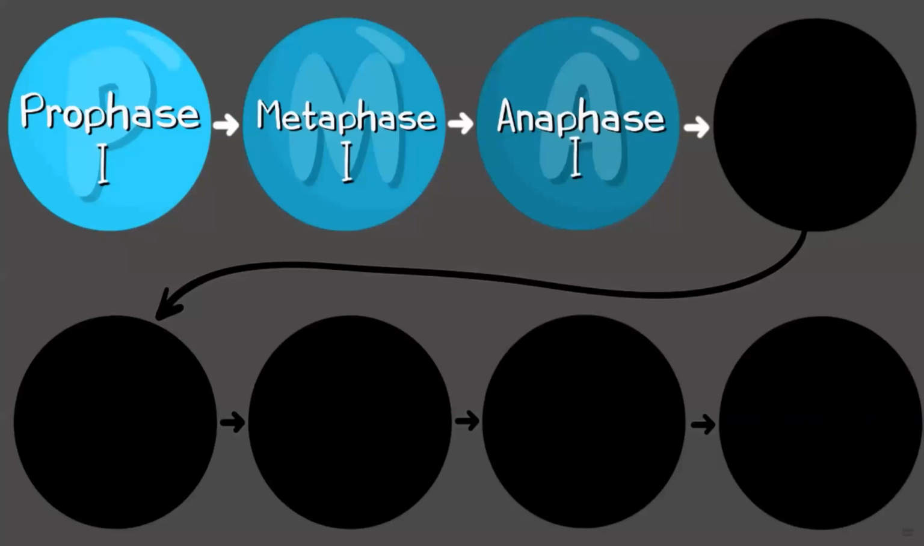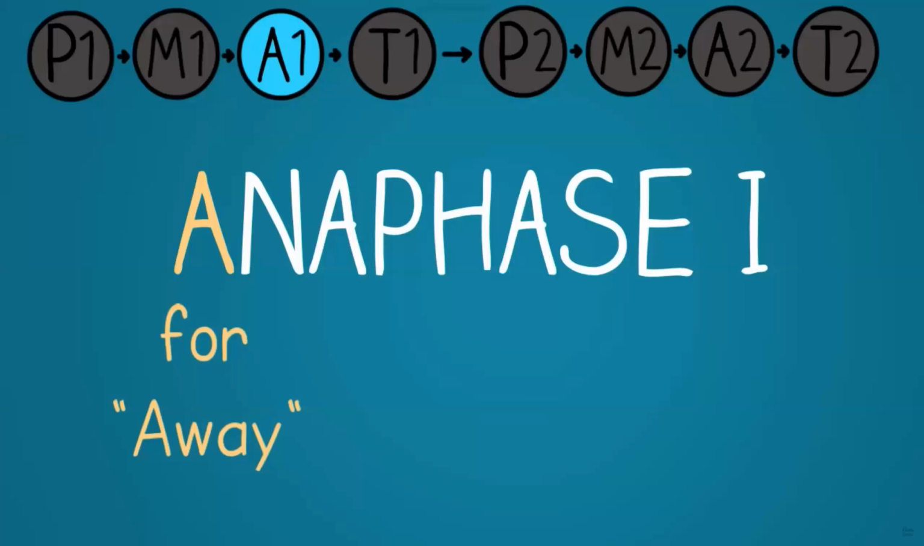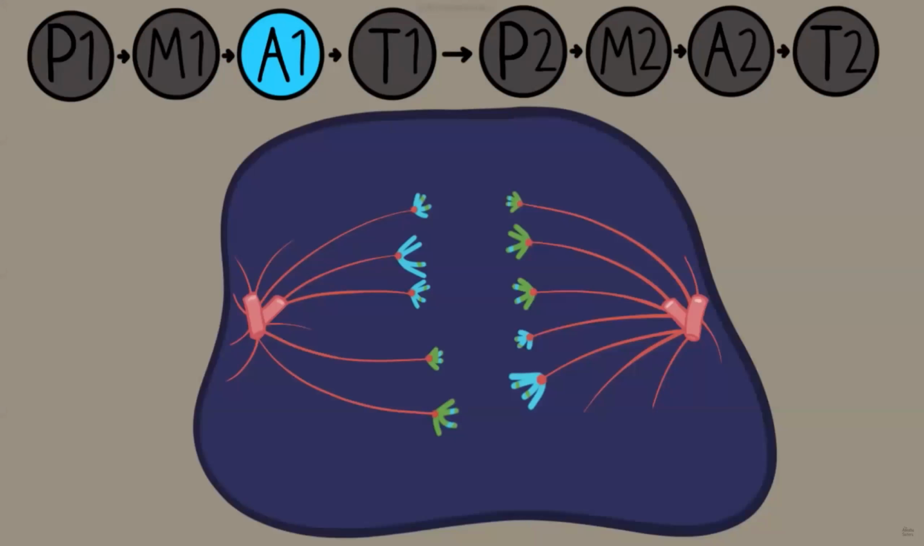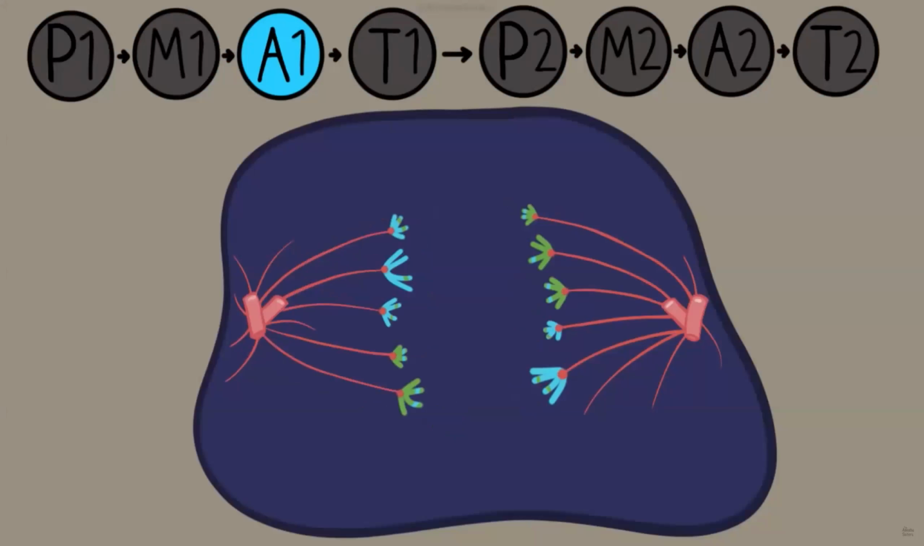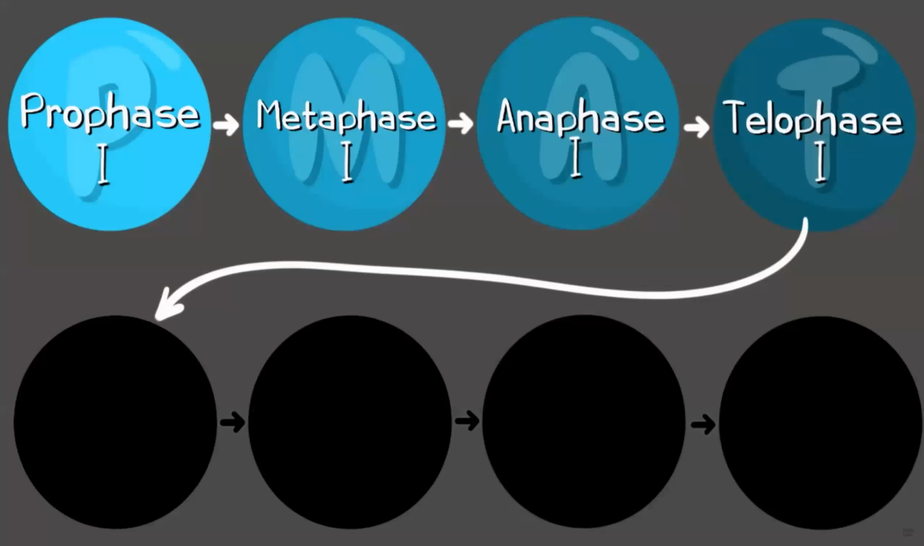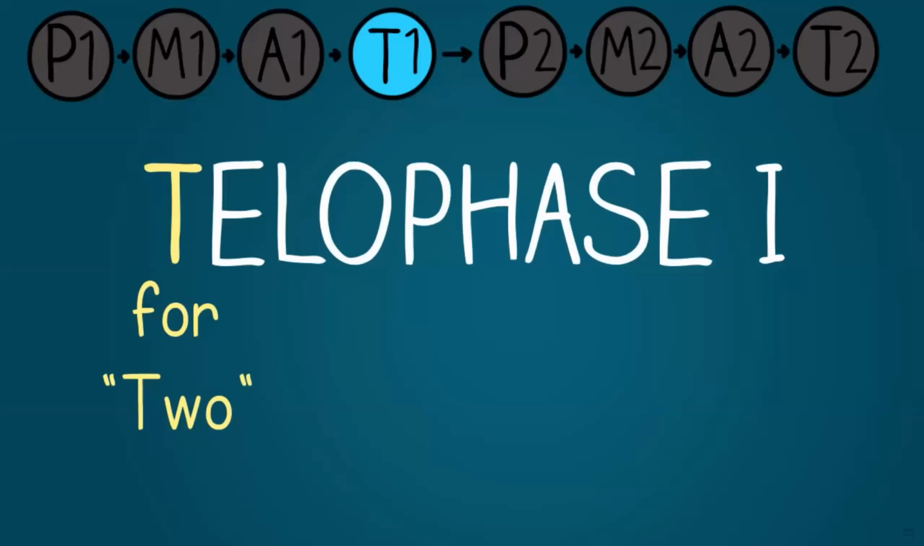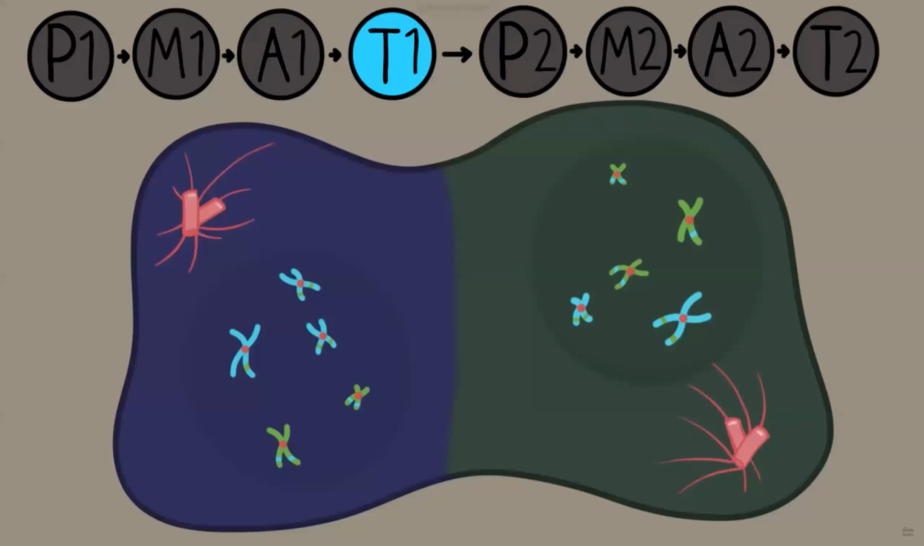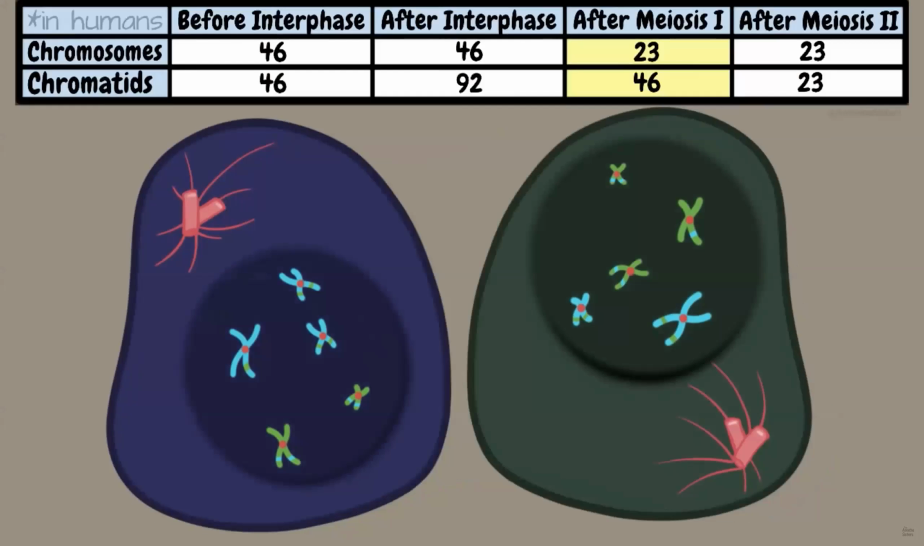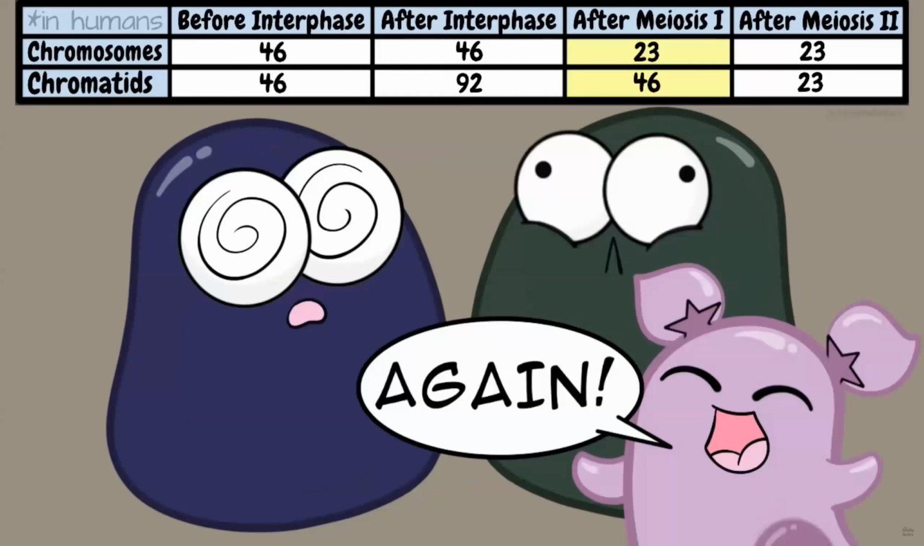Now during anaphase 1, think of A for away because the chromosomes are going to be pulled away by the spindle fibers. Then we end with telophase 1, where you have two newly formed nuclei, and it becomes obvious that you're going to end meiosis 1 with two new cells. Cytokinesis follows with splitting the cytoplasm, but we're not done yet.